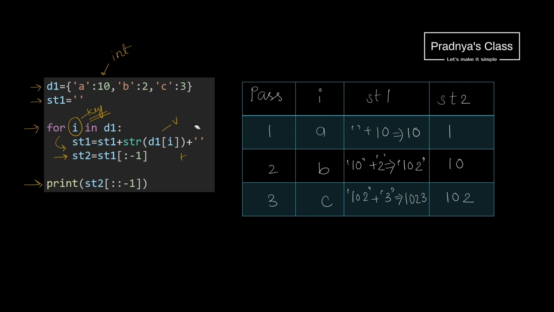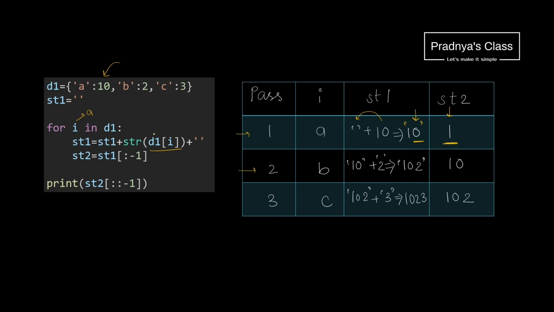Alright then, let's check out the values in the individual pass. In pass 1, the key will be A. So D1 of A is nothing but 10. It will get concatenated with the empty string, followed by that empty string again. Finally, we will get the string 10. And in ST2, we are removing the last character of ST1. So after removing the last character, we are getting 1.